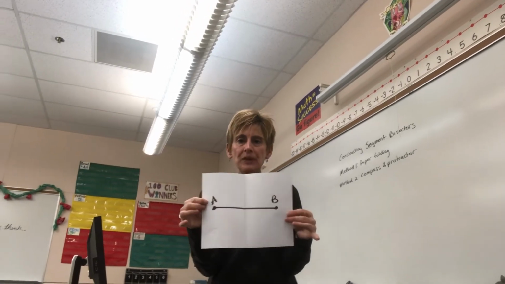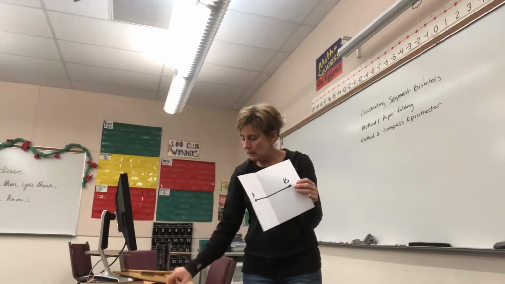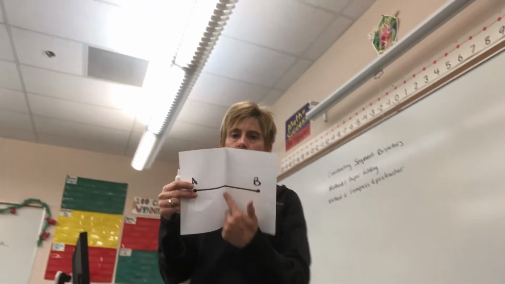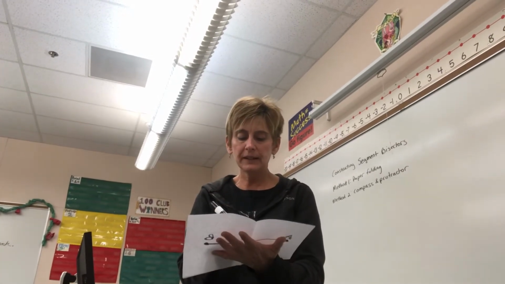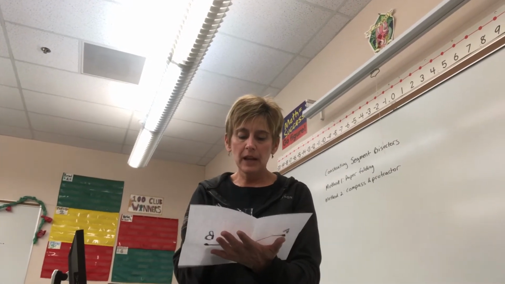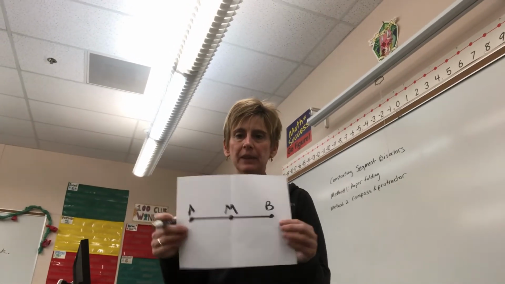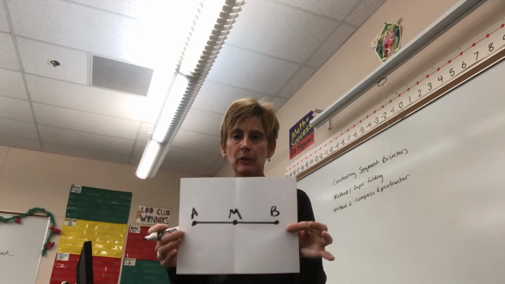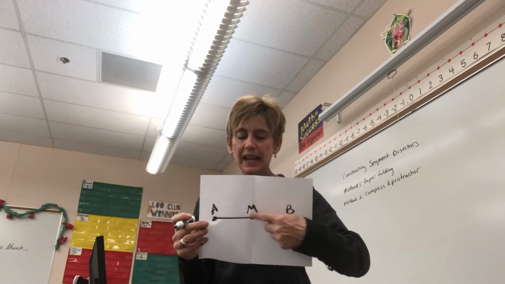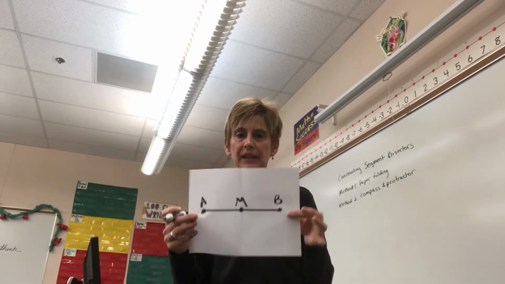Then I want to open the paper and see where the fold is. Wherever this fold crosses through the line, we're going to call the midpoint. That is the middle of the segment. And we're going to label it with a capital M. So I'm labeling the point where the fold crossed the line as point M, or my midpoint. This is segment AM, this is segment MB, and this is, of course, segment AB.